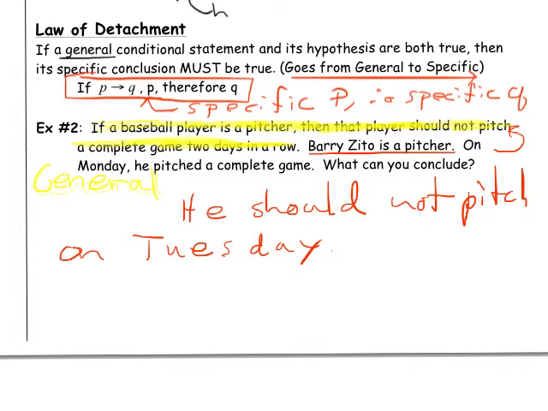So we took this general statement about a baseball player that should not pitch a complete game 2 days in a row, and then we applied it to this specific scenario, Barry Zito, and gave him even a specific time. So this is very specific, and the above statement, the original, is very general. So we go from general to specific. All right.